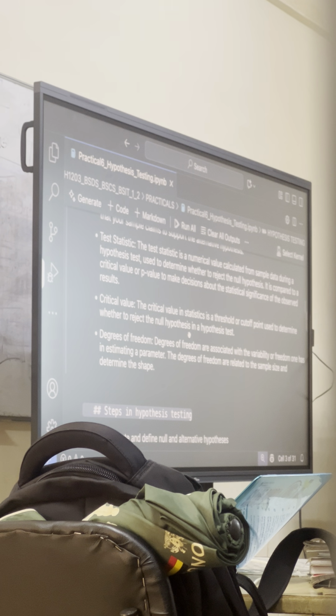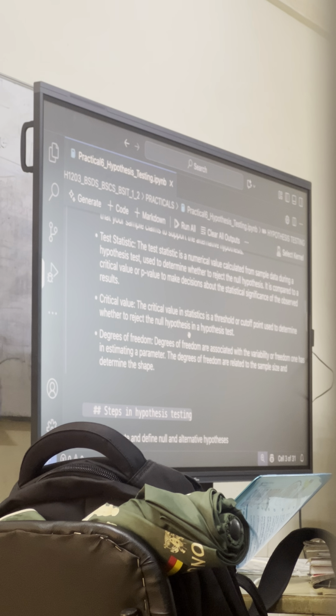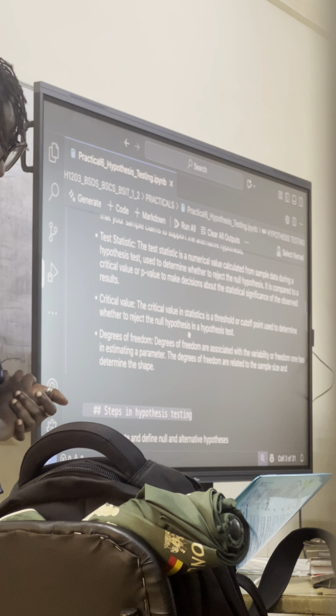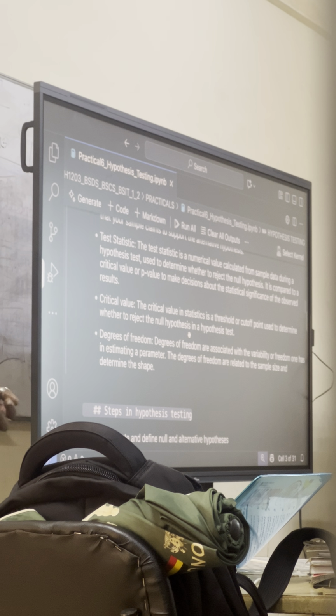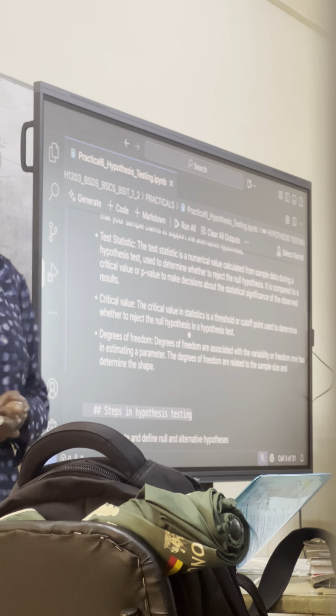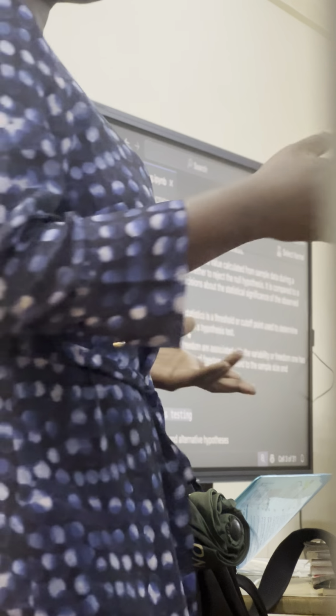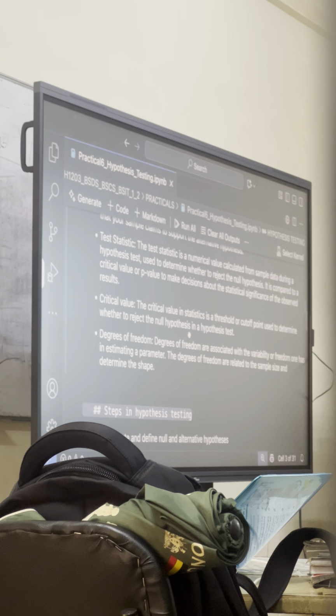Then there is another statistical aspect, a critical value, but you can also look at this as the confidence interval. Then we also have the degrees of freedom, and these look at variability. They are also related to the sample size and determine the shape of your data set. The shape being how many variables you have, how many samples you have within that data set. We won't handle degrees of freedom much in this section, but I know you did have it.